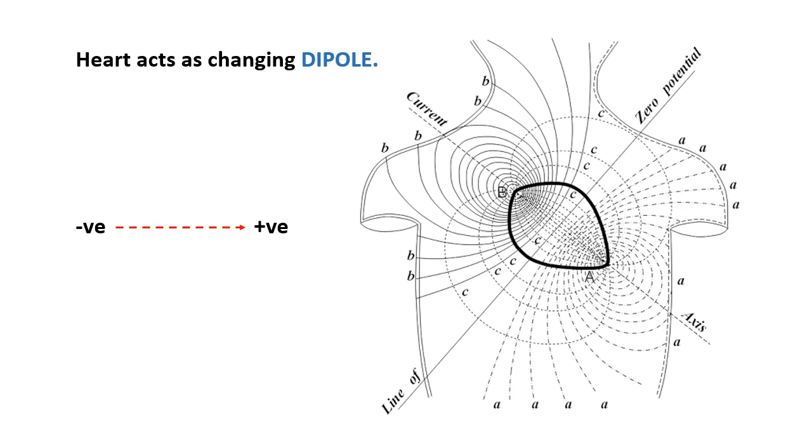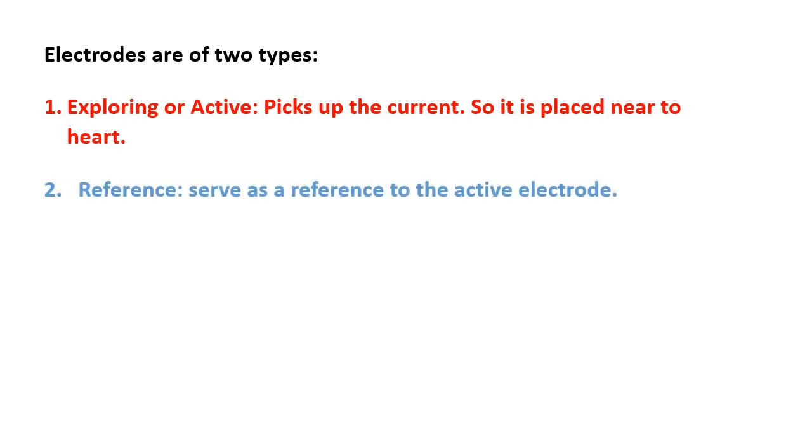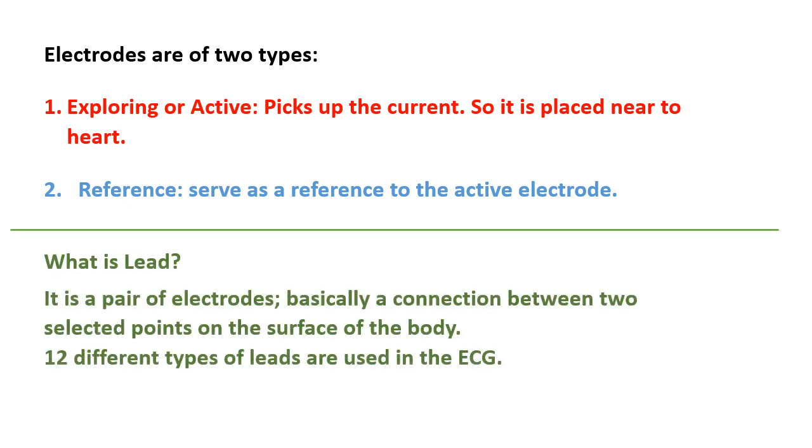Basically, the heart acts as a changing dipole, that is, it separates negative and positive charges, and current flows from the negative to the positive direction. Electrodes used in ECG are of two types. One is the exploring or active electrode, which is applied to the recording points on the body surface and picks up the current. The other is the reference electrode, which serves as a reference to the active electrodes. What is a lead? It is a pair of electrodes, basically a connection between two selected points on the surface of the body. 12 different types of leads are used in the ECG.